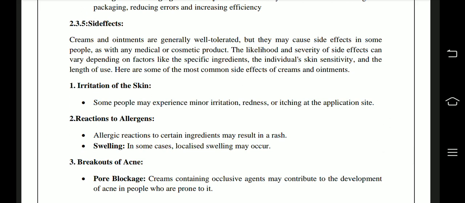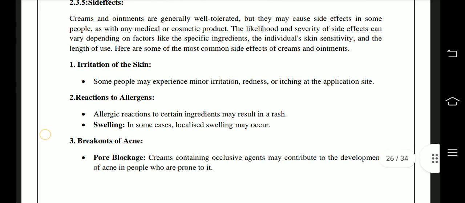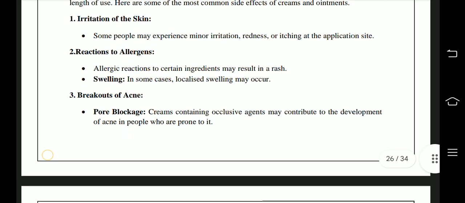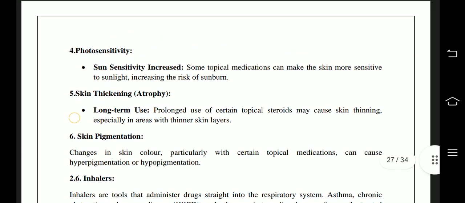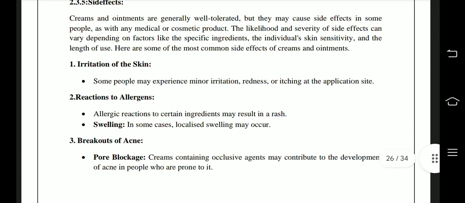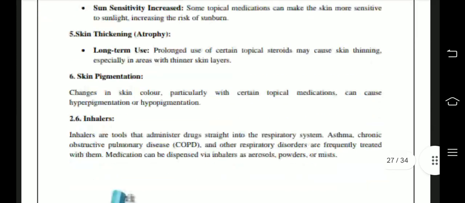Side effects involved in creams and ointments are irritation of the skin, reactions to allergens, breakouts of acne, photosensitivity, skin thickening, and skin pigmentation. These are the side effects which are involved in creams and ointments.